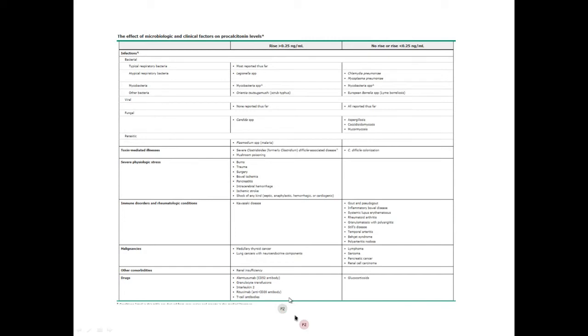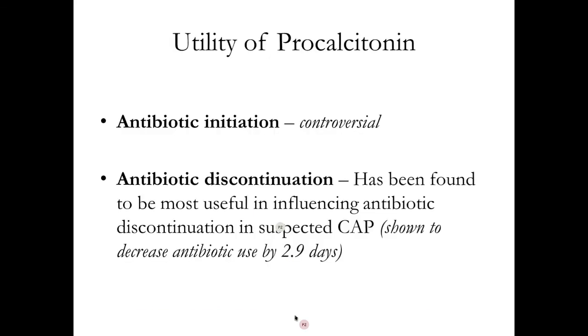So I think this table is very important. At least having a knowledge of this helps you interpret an elevation of procalcitonin, which you can juxtapose with your clinical evaluation to help you arrive at a very sound clinical judgment. So, what is the utility of procalcitonin?